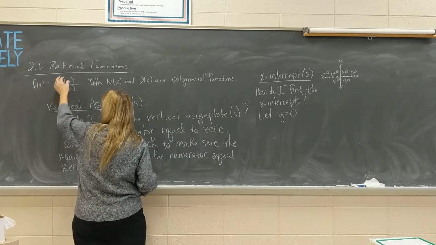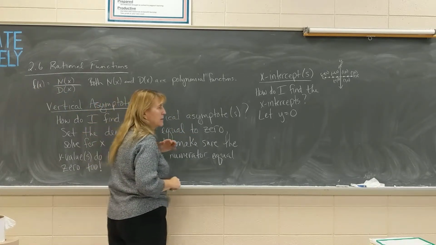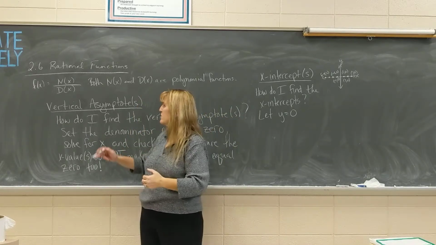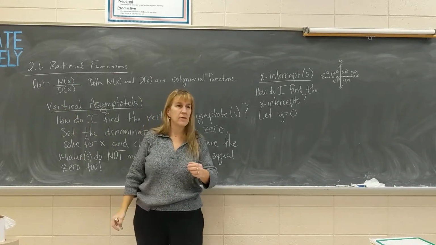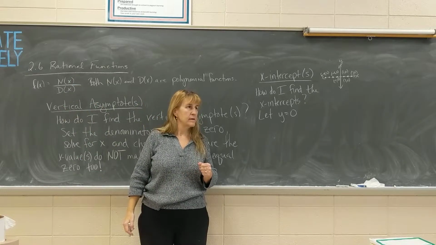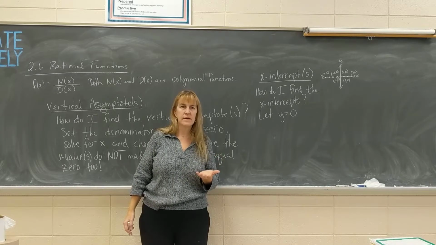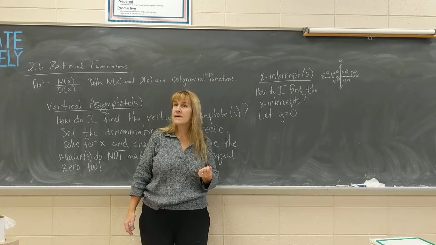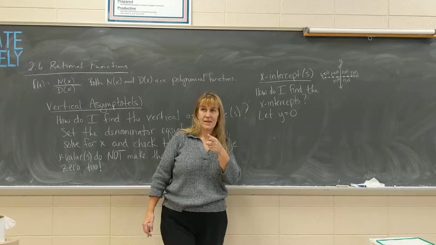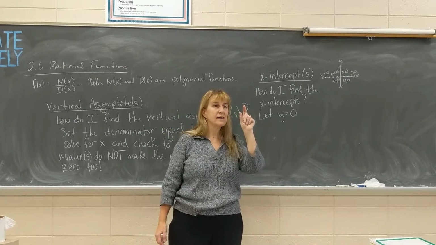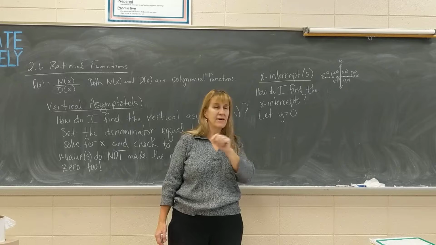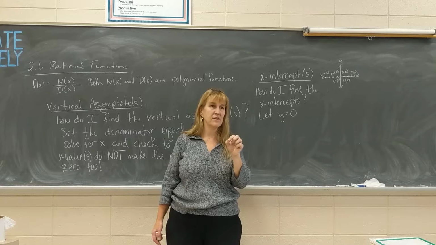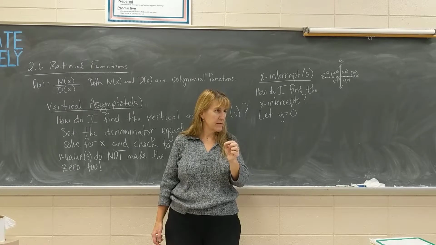If you have f of x equal to some polynomial over some polynomial, and we have a rational function, rational meaning fractional, when is it true that a fraction is equal to 0? How do you make a fraction equal 0? What has to be going on? You're right the first time. If the numerator equals 0, but not the denominator. If the numerator of any fraction equals 0, but the denominator does not equal 0, then the value of that fraction is 0. Are you with me?